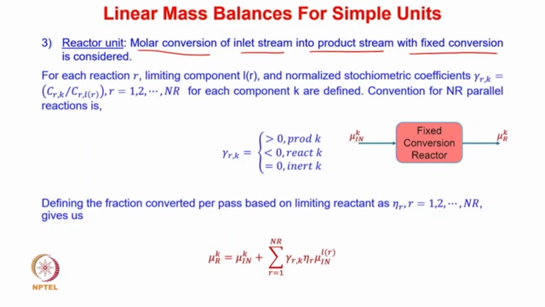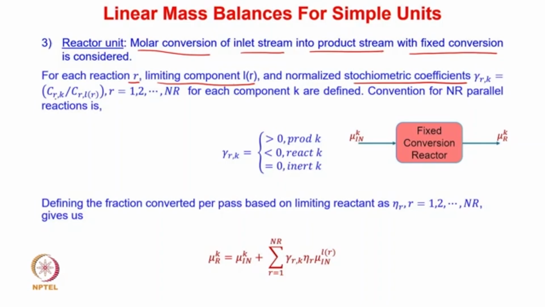For each reaction R, the limiting component, let's say, is LR, and the normalized stoichiometric coefficients are gamma RK. Gamma RK can be given as CRK divided by CRLR.